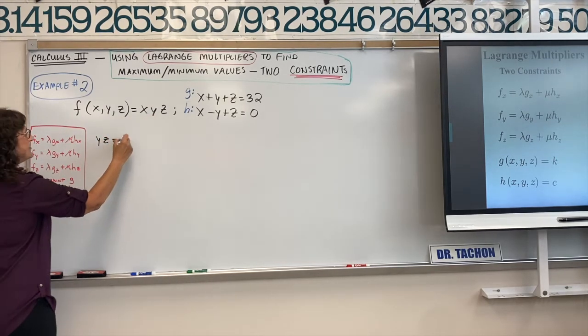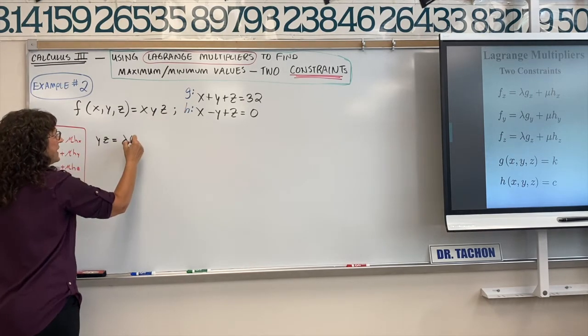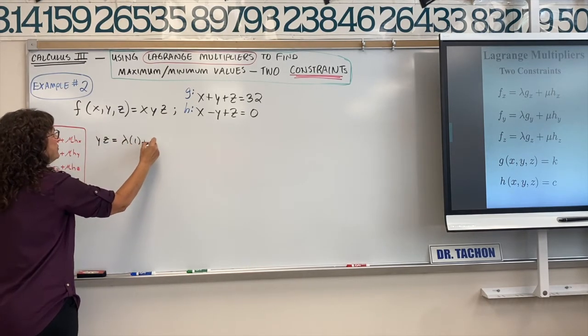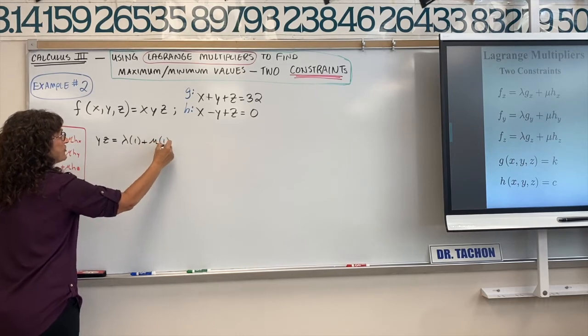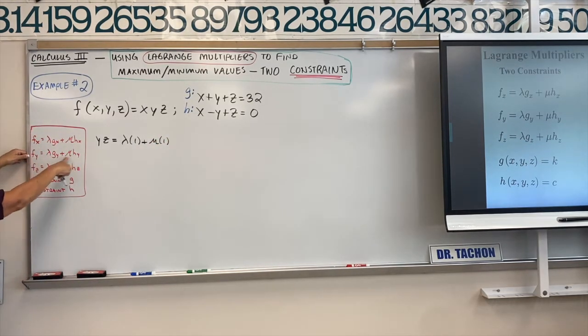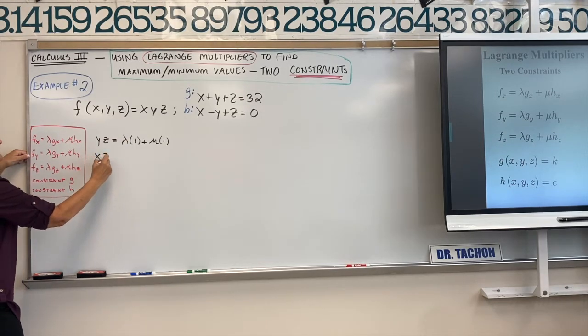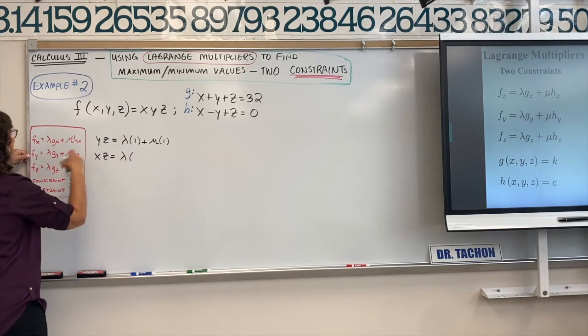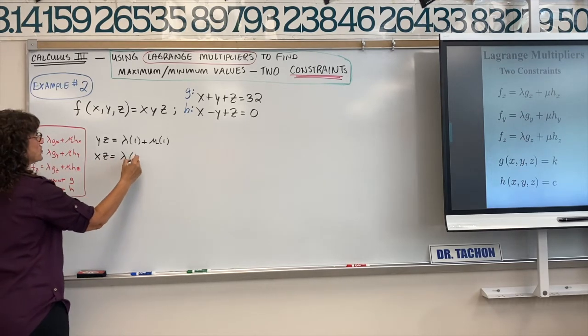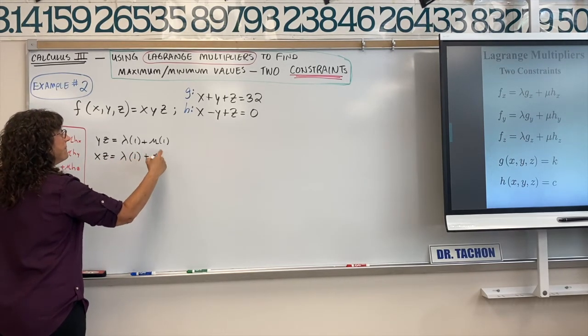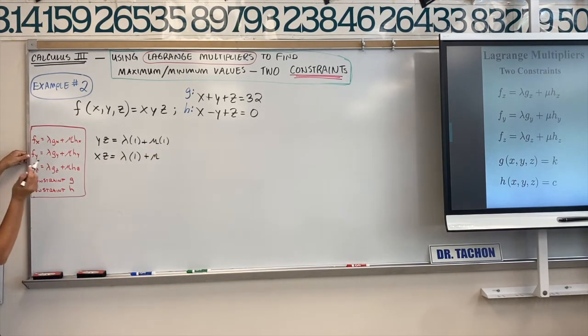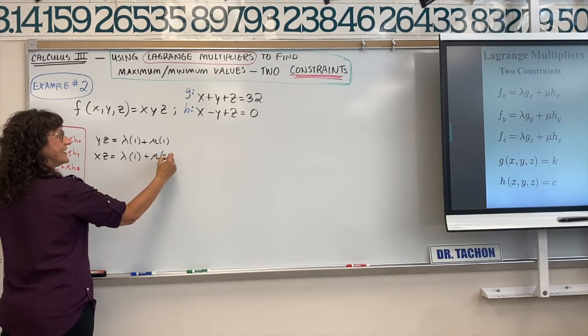Partial of, so lambda times the partial of g with respect to x is 1, plus mu times partial of h with respect to x is also 1. Then let's do partial with respect to y of the function. Then partial with respect to y is going to be x times z. That's going to be lambda times the partial of g with respect to y, which is 1, and then mu times the partial of h with respect to y, that's a -1.